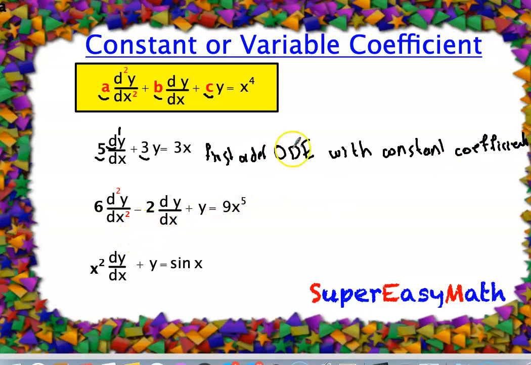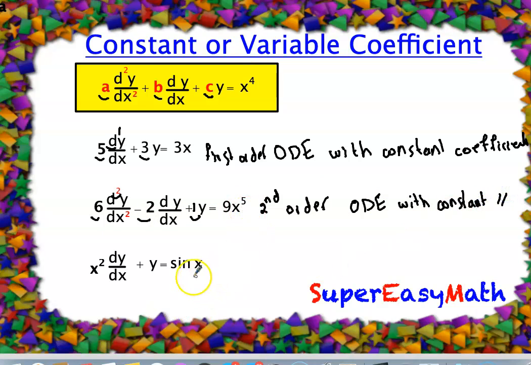Second example, so here it's also an ODE, because we have d, not delta. The order is 2, so it's second order. What about the coefficients? We have 6 and -2 and 1, so it's with constant coefficients also.